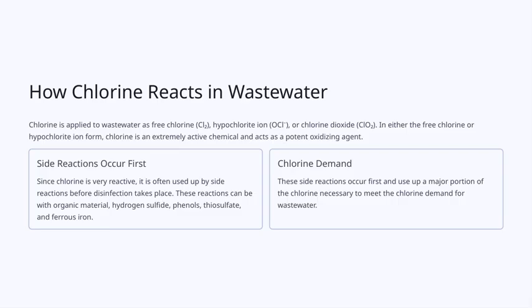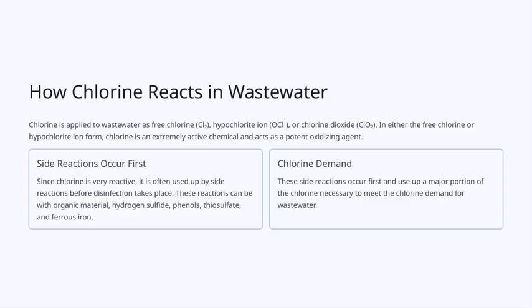Chlorine can be added in different forms, such as free chlorine, which is Cl2, hypochlorite ions like OCl-, or chlorine dioxide, ClO2. No matter the form, chlorine is highly reactive and acts as a strong oxidizing agent. This means it can effectively kill bacteria and other pathogens, but its reactivity also leads to some important side reactions.